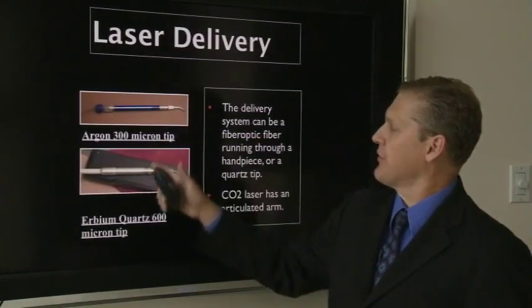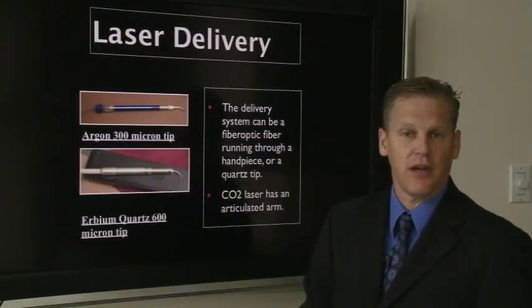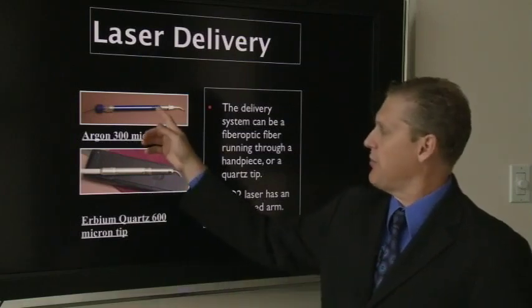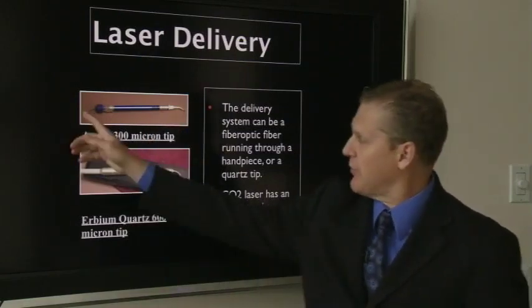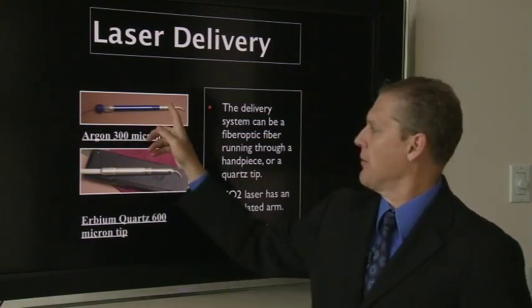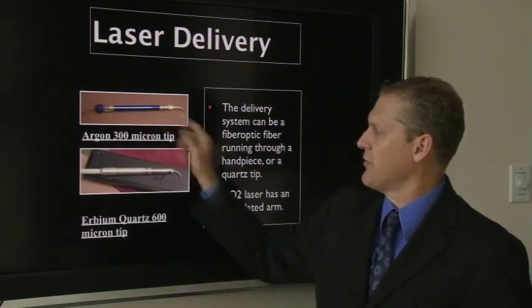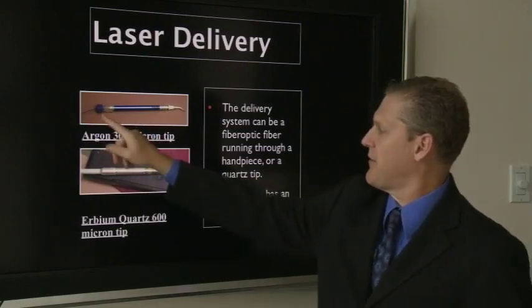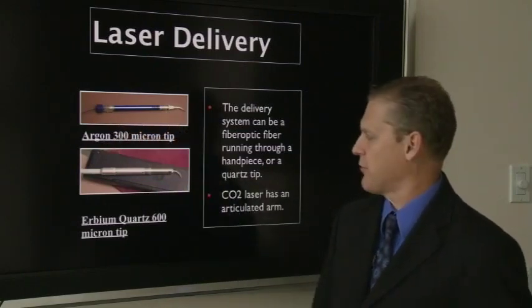You see here two different varieties of laser delivery systems. The top one is for an optical fiber that's coming into a pen type system, and many diode lasers have a laser delivery system like this. This is a 300 micron fiber. They come in 400 or 600 microns as well.